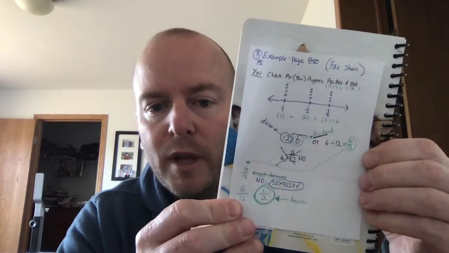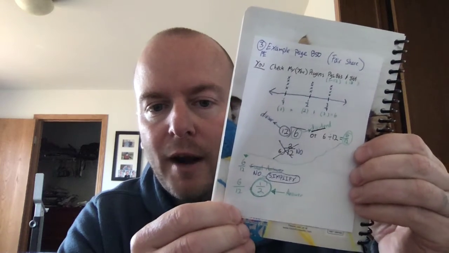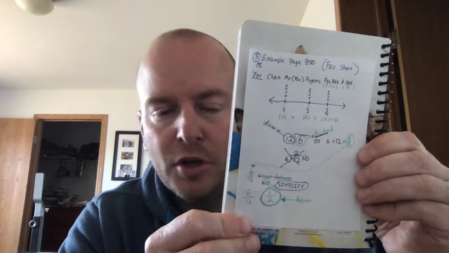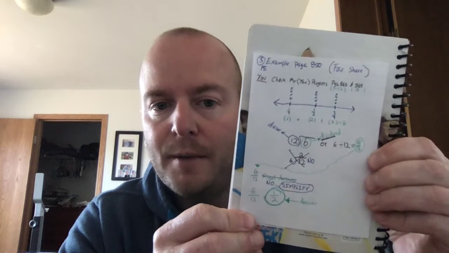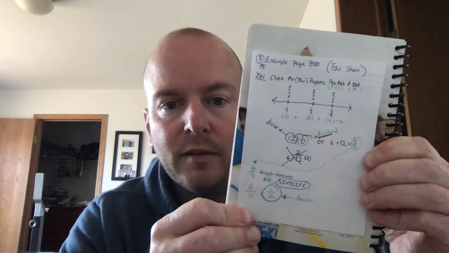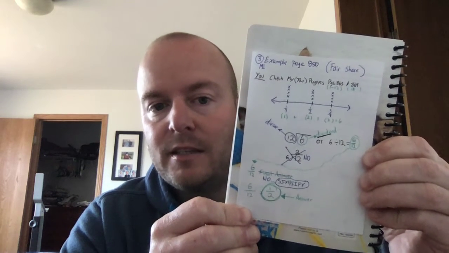When you see two even numbers in a fraction, you should know right off the bat that you can divide by 2. Now maybe dividing by 2 isn't what you want to do, but you can always start there when they're both even. Now in this case, 6 and 12 are both divisible by 6.